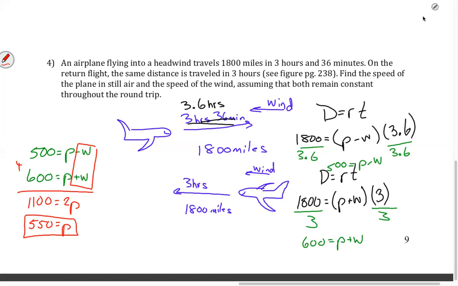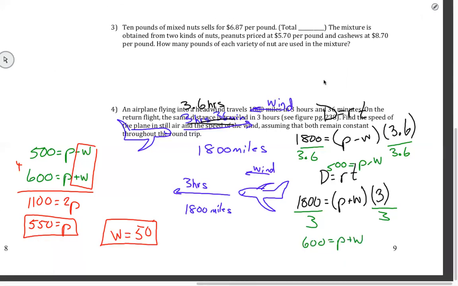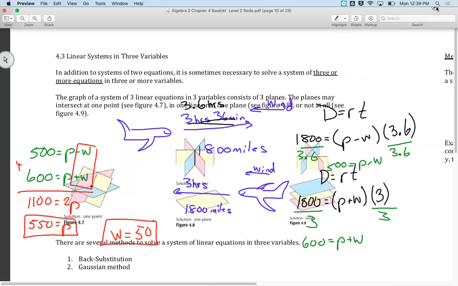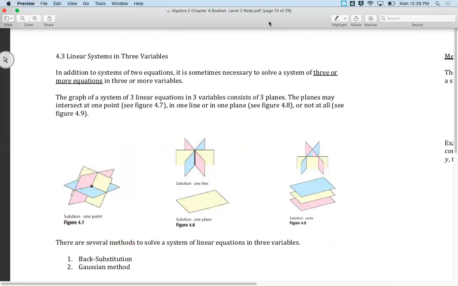That's a logical answer for a plane. Now the wind, well, if we look up here in my green equation, 500 must equal the speed of the plane minus that of the wind. So 550 minus what is 500? And that's 50 miles per hour. So there we go. Ooh, these are good questions. And that is that.